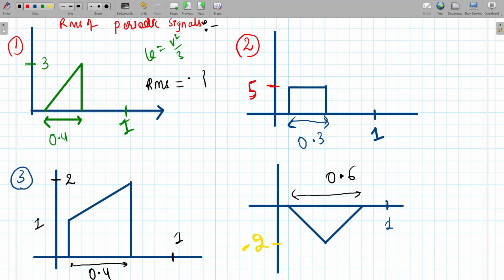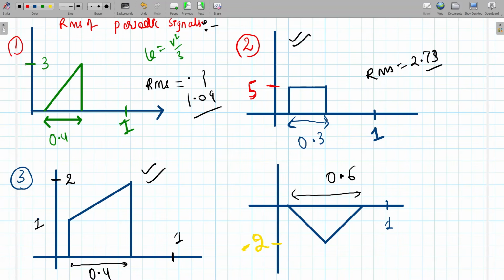Into 0.4 root over 1.09. Okay, 1.09, correct. What will be the answer for this one? This one, 5 square into 0.3 root over 2.73. Okay, correct. For this one, RMS will be 2.73. Everyone getting the same answer? For this one, anyone can calculate? Third one?